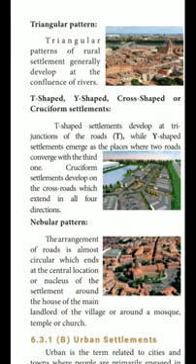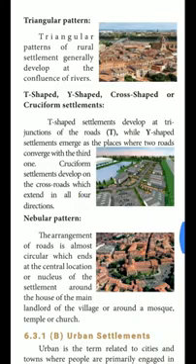Next pattern is the T-shaped, Y-shaped, cross-shaped or cruciform settlement. So T-shaped settlement developed at tri-junction of the road. Okay, where the three roads meet, near that place they will build their houses and settle. While a Y-shaped settlement emerged at the place where two roads converged with the third one.